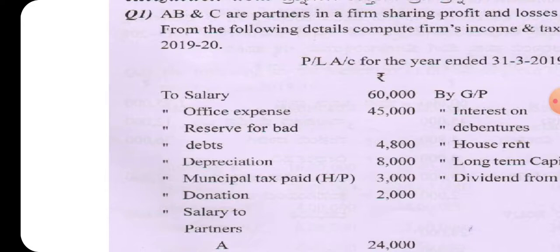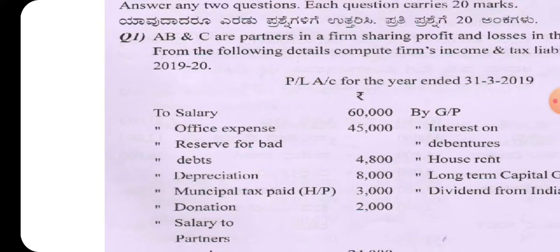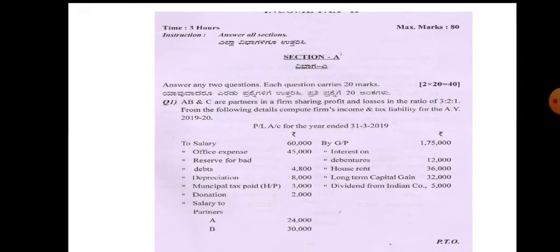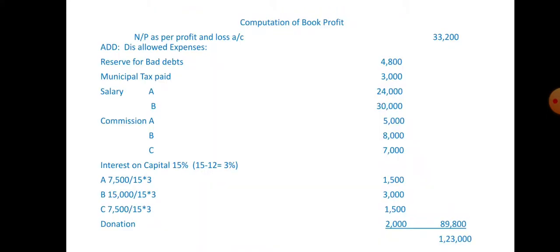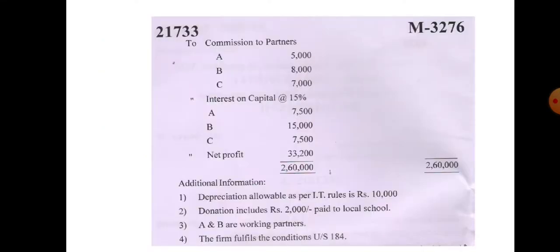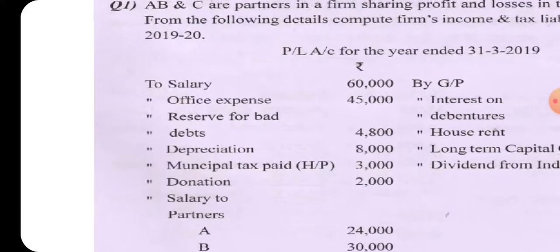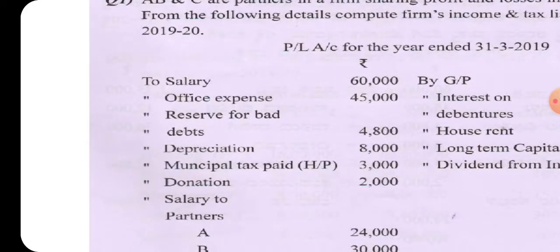Municipal tax paid is given, and they are telling it is for house property. If municipal tax is paid, it is not a business expenditure; it is an expense related to the house property. So you go for the solution and you take the municipal tax paid 3,000, you disallow. And next one, they have given donation. Donation 2,000 is there.